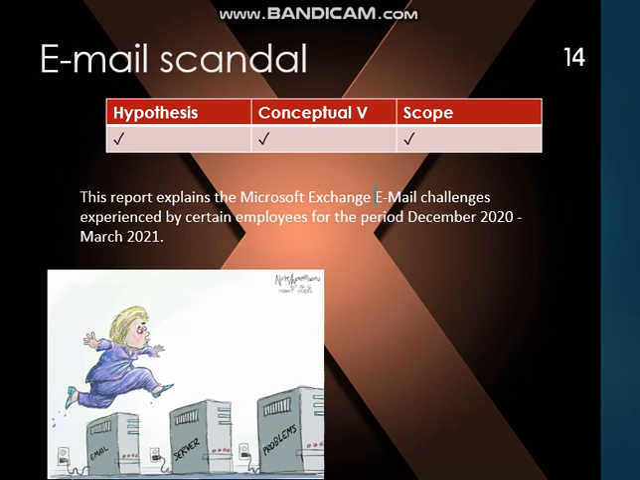This report explains the Microsoft Exchange email challenges experienced by certain employees for the period December 2020 to March 2021. Notice here, the scope is a chronological scope. It is not a geographical one. I called them the email scandal.